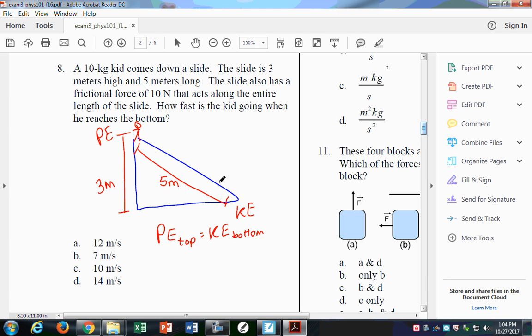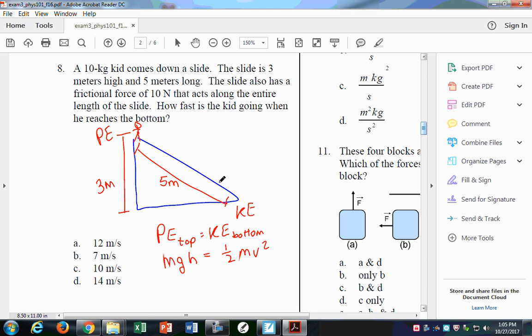All right, the potential energy at the top is m times g times h. And then that's equal to the kinetic energy at the bottom, which is going to be 1/2 mv squared. Now we're not considering the friction at all here. Just sort of forgetting about the friction. But that would be a fine problem too.